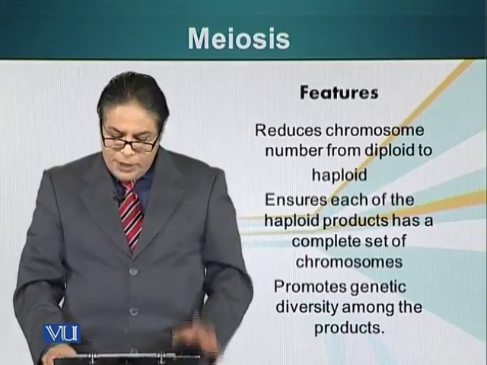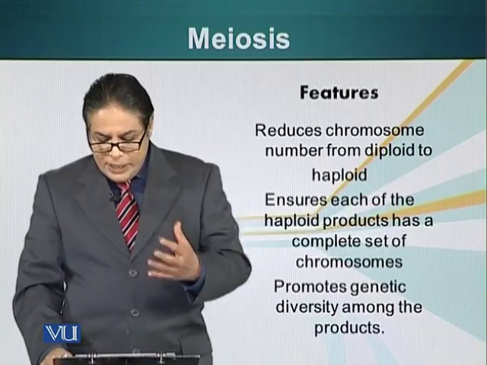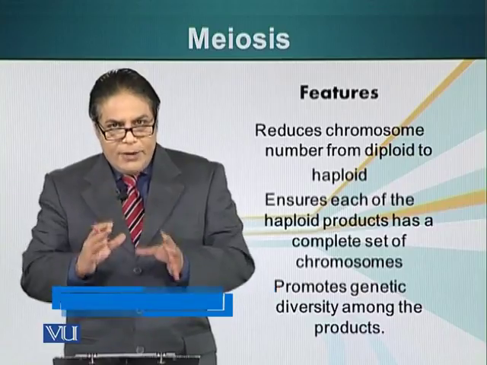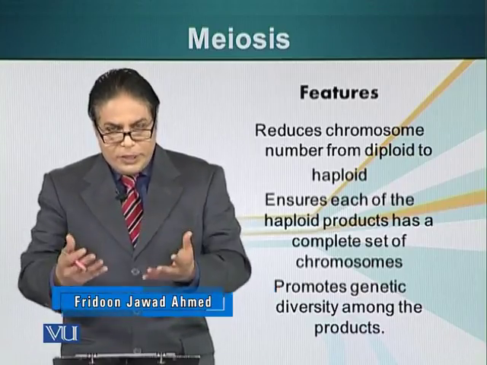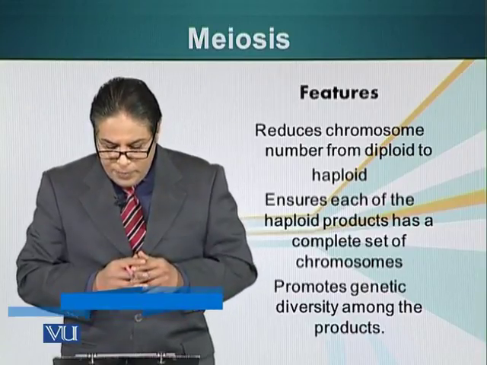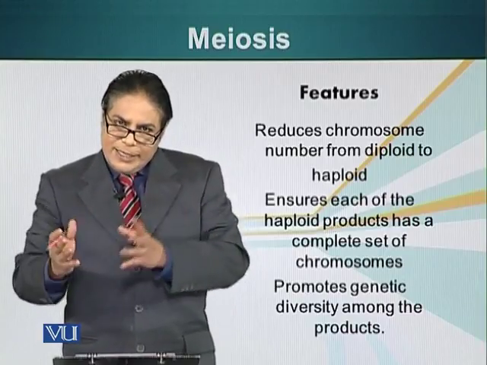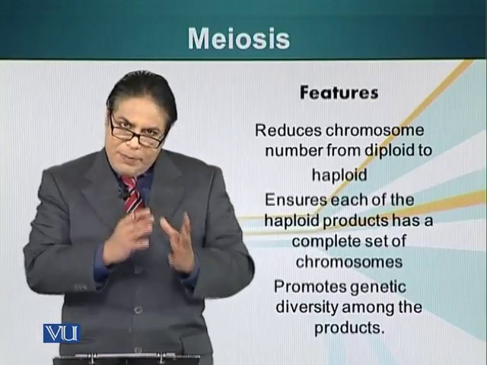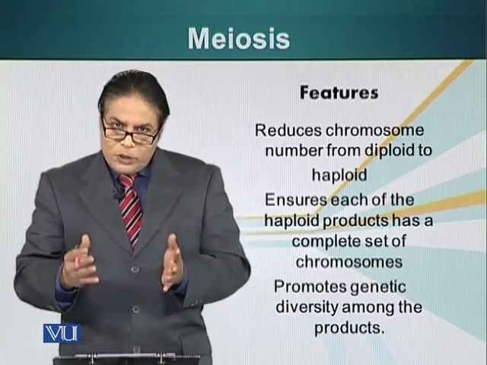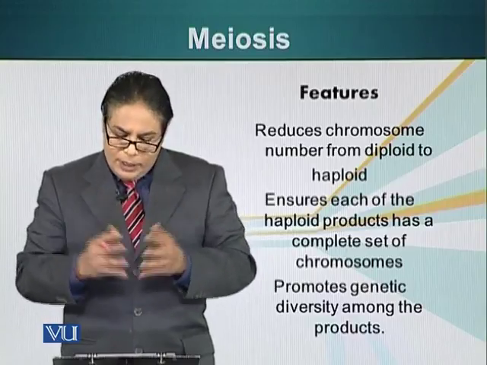Hallmark features of meiosis: it reduces the chromosome number from diploid to haploid, and ensures each haploid product has a complete set of chromosomes. So at the end, all 4 daughter cells which have formed have at least one chromosome 1, one chromosome 2, and so on and so forth. It promotes genetic diversity in two ways: by exchanging little pieces of chromosomes during the tetrad stage, and also by the random arrangement of homologous chromosomes during meiosis I.